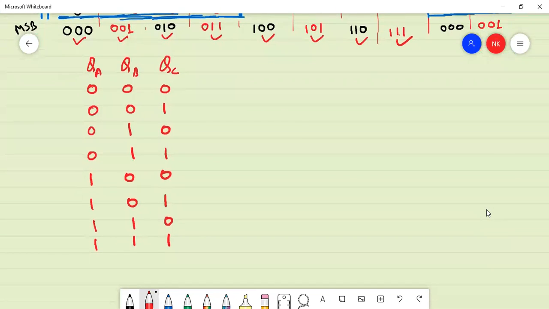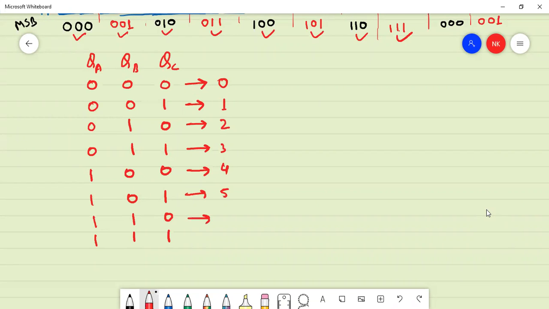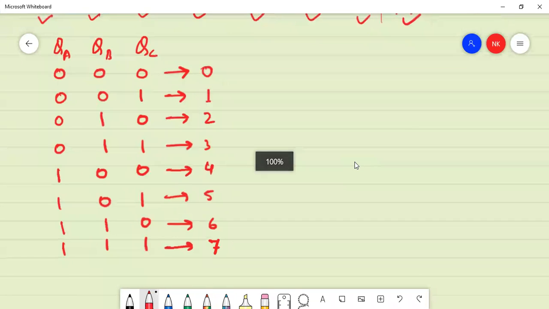Okay, so if we observe here, this is nothing but the binary of 0. This is binary of 1. This is binary of 2. This is binary of 3. This is binary of 4. This is binary of 5. This is binary of 6. And this is binary of 7. Can you see that? Okay, so हमने क्या किया यहाँ पर?